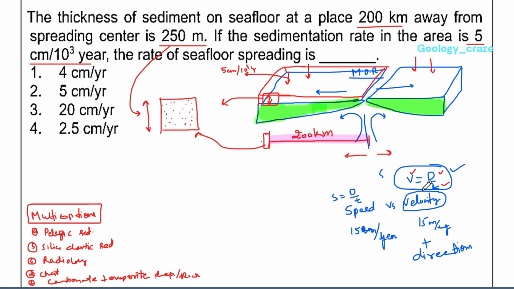So we have to calculate velocity. For that we need time, and from where will we get our time? We will get our time from this package, that sedimentation rate, from the sediments that got deposited. This is thickness. So how will we get that?